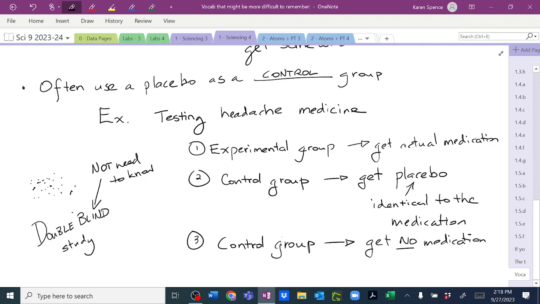When they're testing medications, they will almost always do a double blind study because it's the best. It's the gold standard of studies.